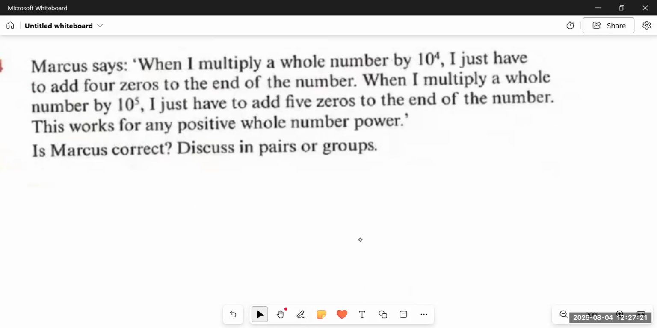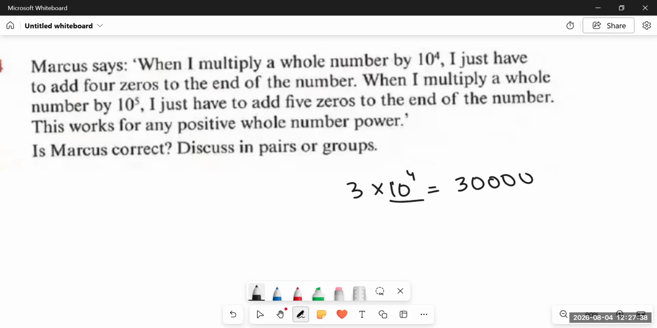Is Marcus correct? He is saying, when I multiply a whole number by 10 power 4, let's say he is taking 3 multiplied by 10 power 4. So what is he doing? He is saying that I simply have to add 4 zeros here because 10 has power 4. Similarly, when I multiply 3 with 10 power 5, I have to add 5 zeros, and so on. So according to him, this works for any positive whole number power.